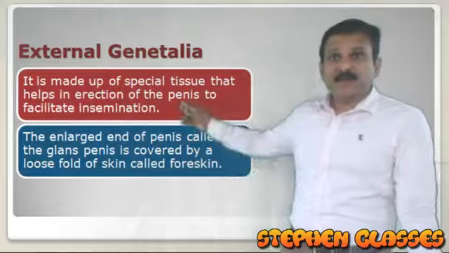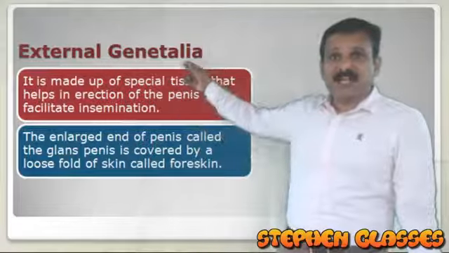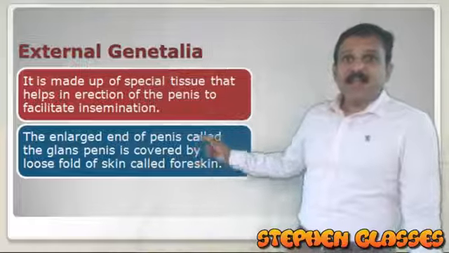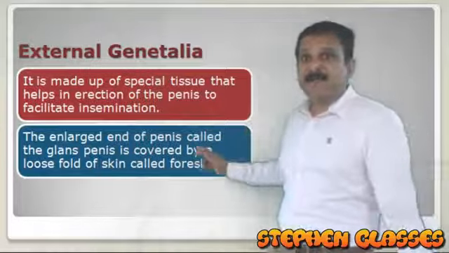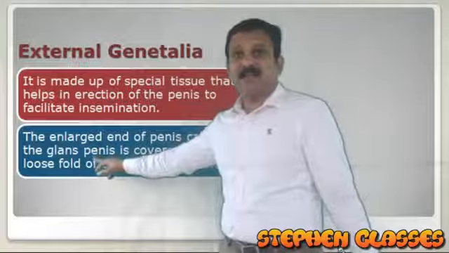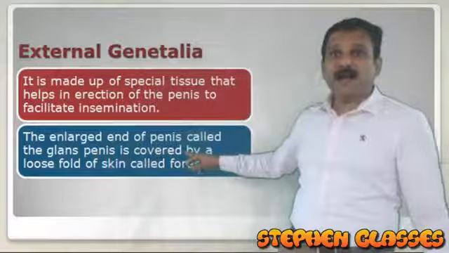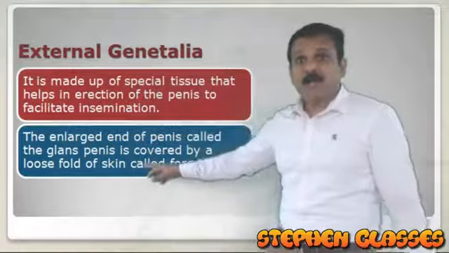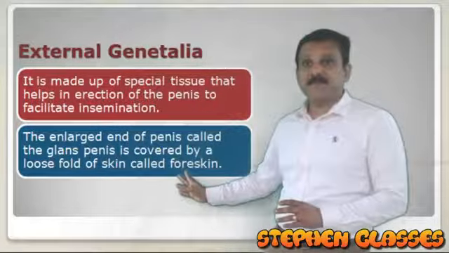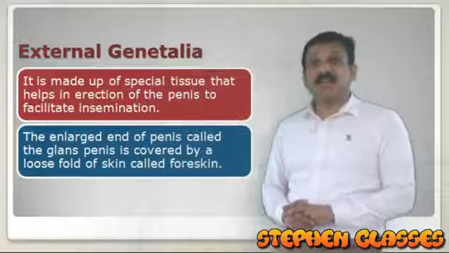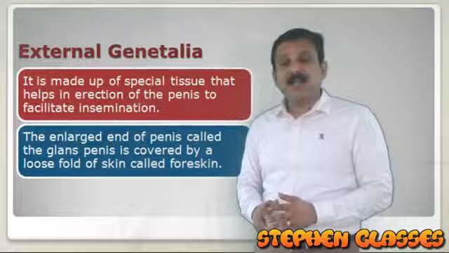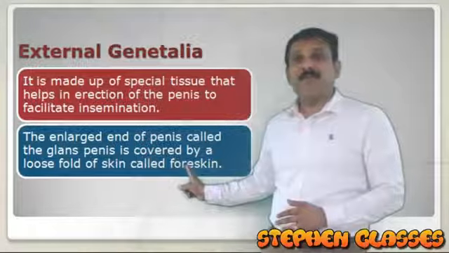The penis forms the external genitalia, and it has two parts. What are the two parts? It has an enlarged portion, which is called the glans penis. It is covered by a skin fold, and the skin fold which covers the glans penis is called the foreskin. So there is the glans penis, and also the covering of foreskin.